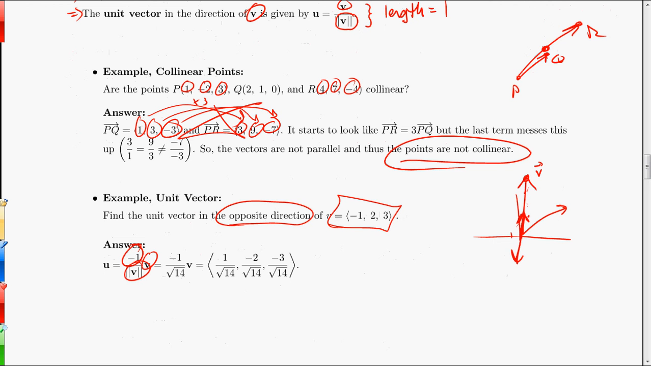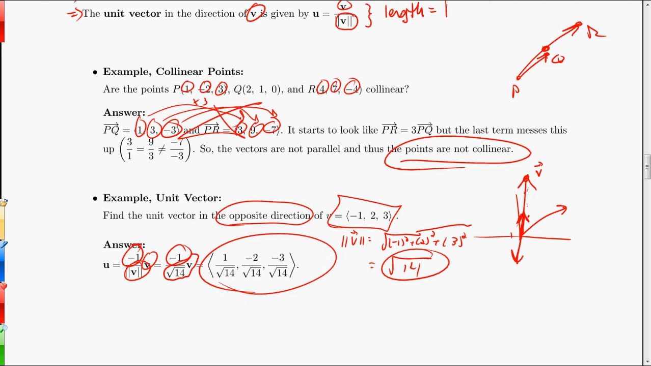So I have to find the length, but the length, or the norm, or the magnitude of v is just the square root of negative 1 squared plus 2 squared plus 3 squared. So that's the square root of 1 plus 4 plus 9, the square root of 14. That's the size, which is why I'm dividing by the square root of 14. This part gives me the unit vector in the same direction as v. I hit it with the negative 1 and it sends it in the opposite direction. So that's what that vector looks like, this one down here.